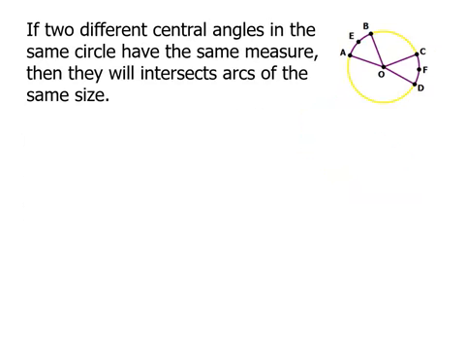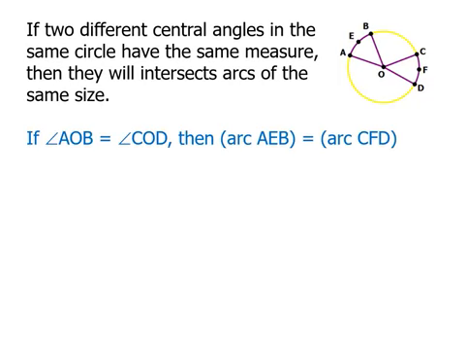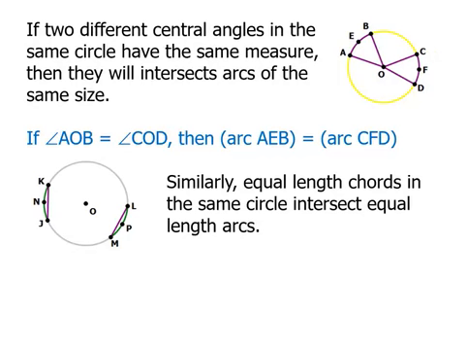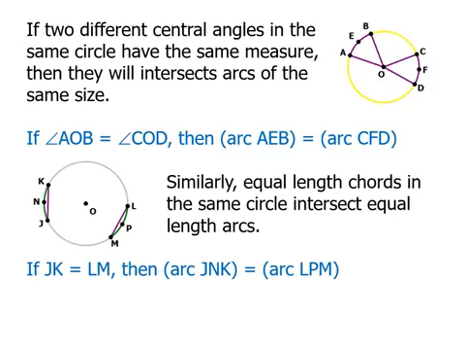If two different central angles in the same circle have the same measure, then they will intersect arcs of the same size. And so, if those two angles are equal, then the arcs have to be equal. And in fact, vice versa. If the arcs are equal, then the angles have to be equal also. Similarly, equal chords in the same circle intersect arcs of equal length. So if JK equals LM, then those two arcs are equal.